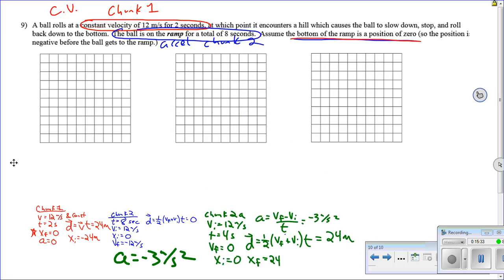Okay, so here we go. We got 10 seconds again. So 0, 2, 4, 6, 8, 10. I think I didn't label my axes on the last one, did I? Make sure you do that.